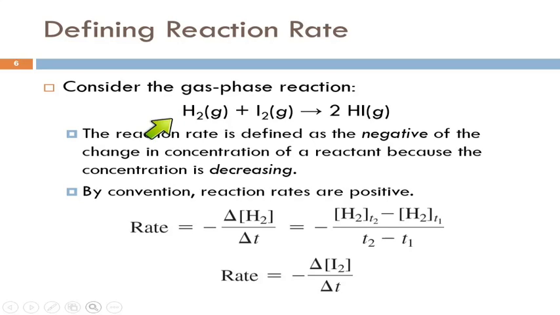So if we started out, say, with 1 mole of hydrogen and we let some time elapse, is there going to be more hydrogen or less hydrogen after the reaction goes for a while? There'll be less, right? Because it's getting used up. So the change in hydrogen concentration, remember these brackets around a chemical formula mean the molarity, the concentration in moles per liter. So the concentration of hydrogen at time 2, the final time, minus the hydrogen concentration at time 1.